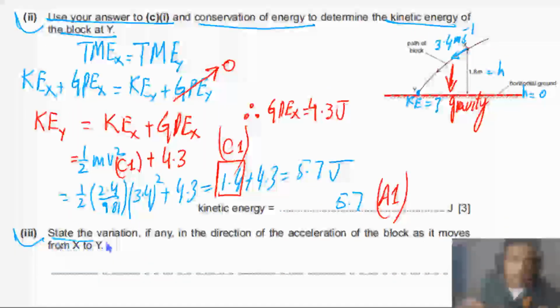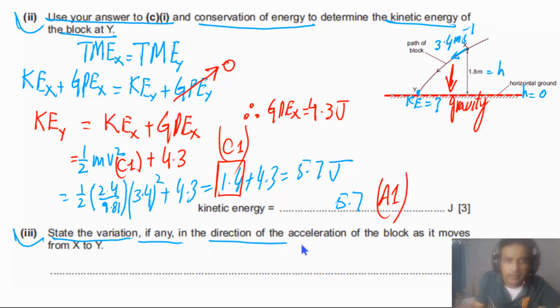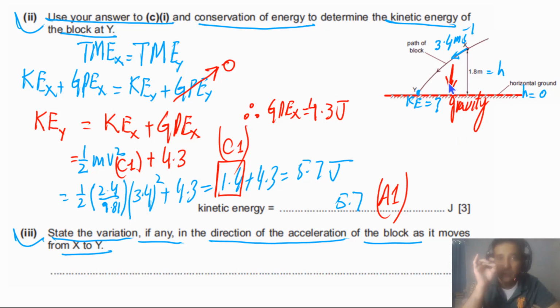Third part says state the variation, if any, in direction of acceleration of the block as it moves from X to Y. So acceleration is due to gravity, and only force acting on the block is gravity, and gravity is always acting downwards, and acceleration and resultant force, they are always in same direction. So it means that as direction of gravity is not changing, so direction of acceleration is also not changing. So simply we can say in this case no variation.